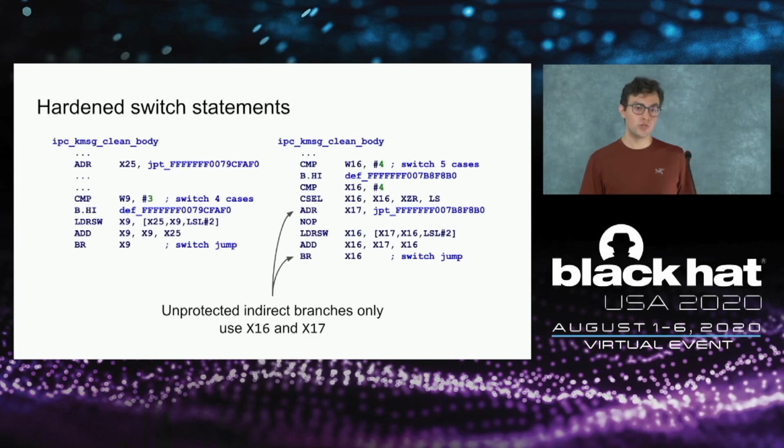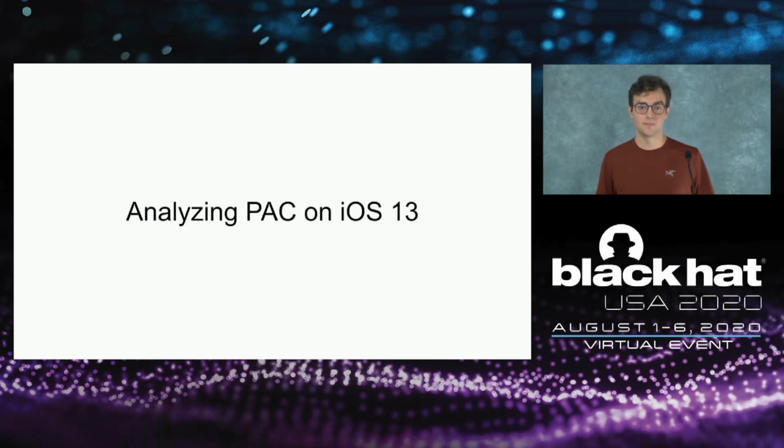And what this has allowed Apple to do is basically harden their implementation of switch statements. So here you can see the original switch statement that I reported in PAC bypass number 4. On the right, you have the hardened version in iOS 13, where you can see that the switch statement is only using registers x16 and x17 to conduct this indirect branch. So theoretically, this should be safe from concurrent modification during interrupts.